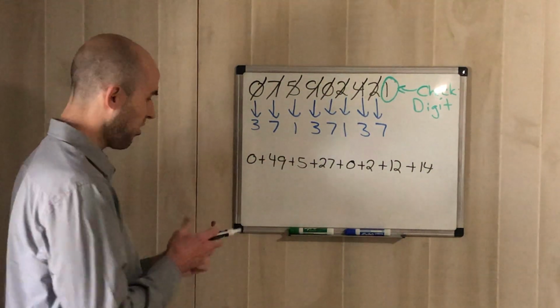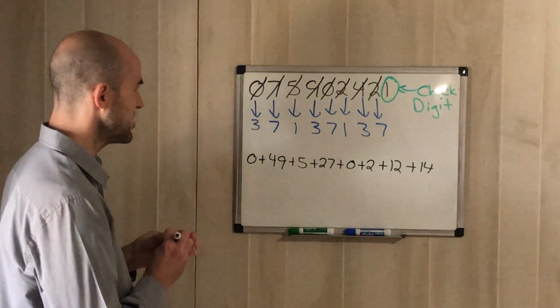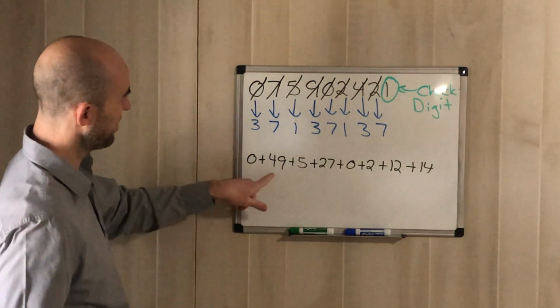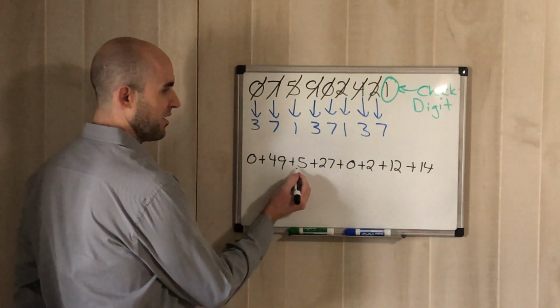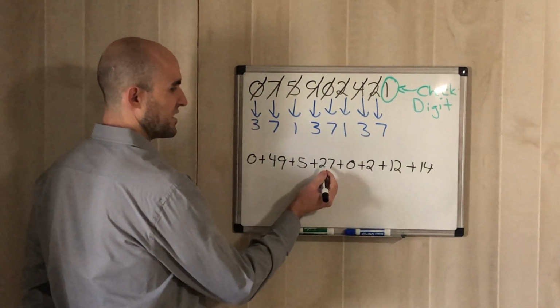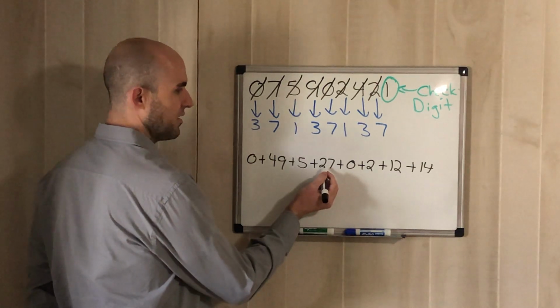And now once you get all this, we're going to add them up, right? So let's add up these numbers. 0 plus 49 is 49. 49 plus 5 is 54. 54 plus 27 is going to give us 81.